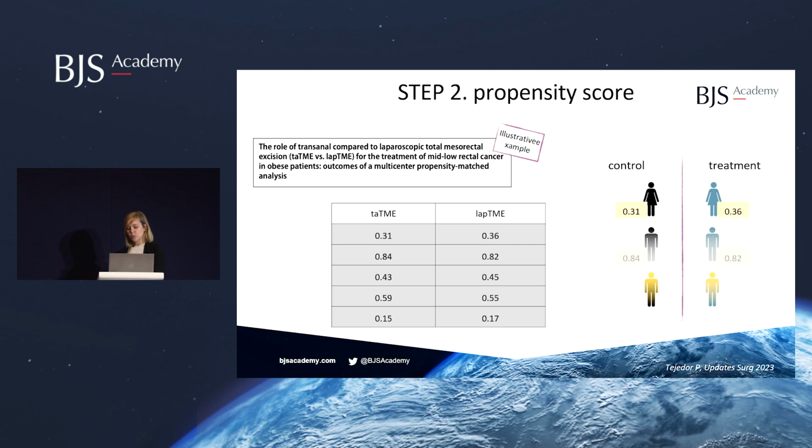Therefore, a person with a specific gender, with or without neoadjuvant chemoradiotherapy, and a different tumor's height will be equally likely to be assigned to our intervention condition or to the control condition. So when propensity scores are matched, the design slightly resembles a randomized control trial, because in randomized control trials, this is what we have. Each person is equally likely to be assigned to the intervention group or to the control group.